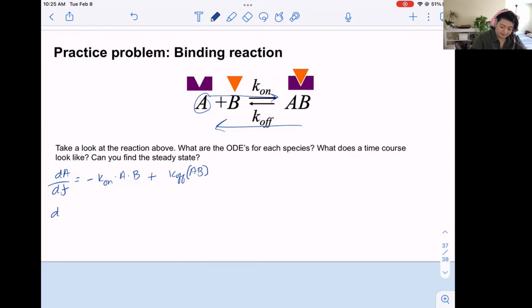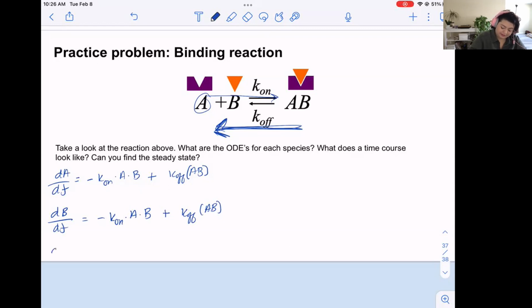Okay, what about B? dB dt. We expect that to look almost identical, right? Because we are losing B. It's attached to A with the parameter of K on, but we're also gaining from this reaction, this one. We are gaining B, so it's a plus with a parameter of K off from complex AB. So it has to go in parentheses because it's a complex.